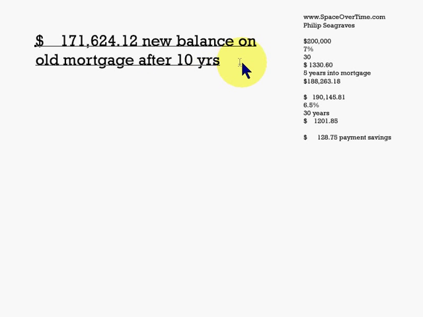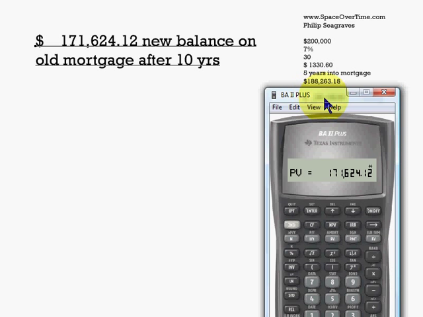Okay, but what about the new mortgage? Well, the new mortgage, we're going to be starting off with a present value of that 6.5, 30 years. And here's our payment. But think about it. After 10 years on the old mortgage, we're going to have this balance, but we're going to be comparing that to 5 years on the new mortgage. All right, so let's figure out what our balance is going to be after 5 years on the new mortgage.